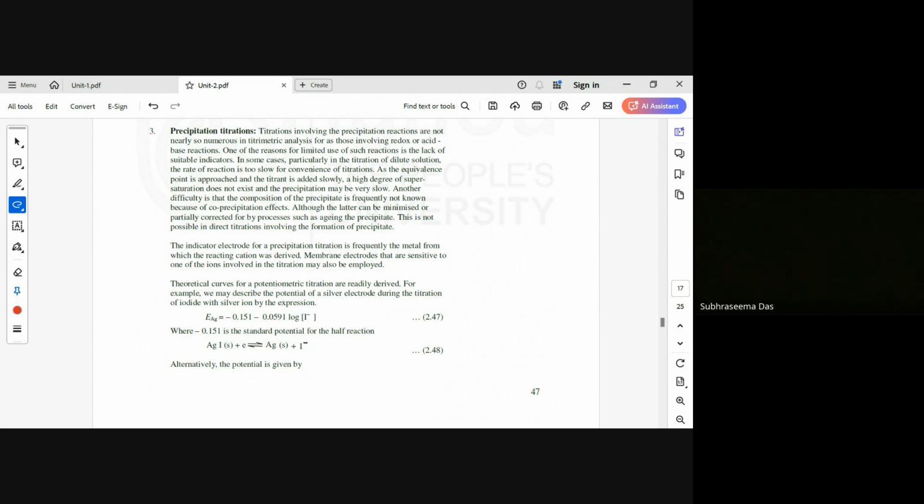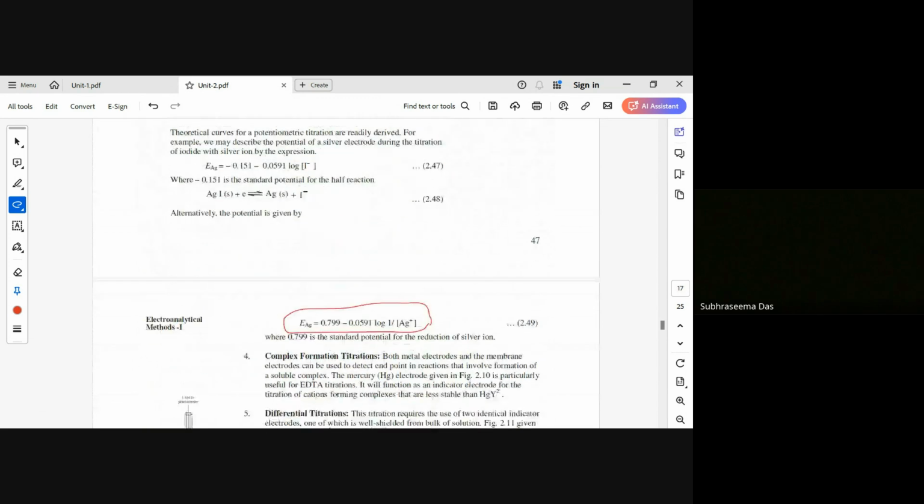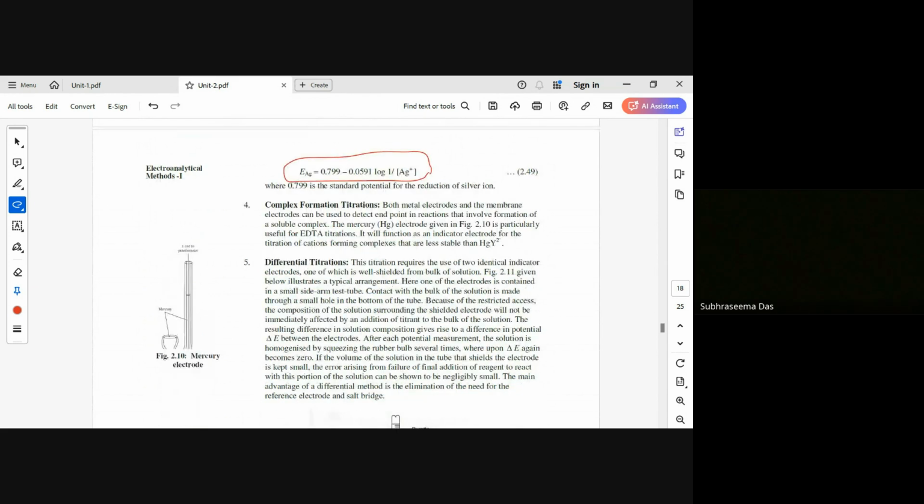So using this, for example, the potential of the silver electrode during the titration of silver iodide has been given by this, which ultimately is given by this. However, these precipitation titration reactions are very uncommon, and mostly silver iodide has been the preferred choice. Complex formation titrations are used where complexes are formed, and mostly a mercury electrode is used, and it is used for EDTA titrations as shown in figure 2.10.